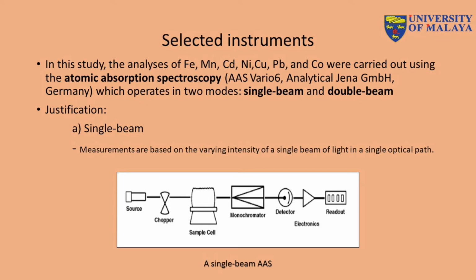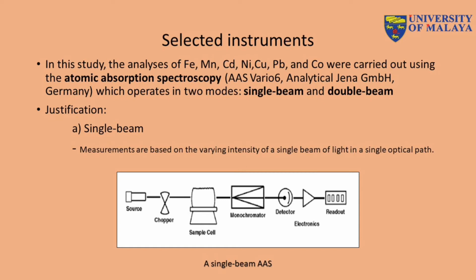Next, moving on to the third part, which is selected instrument with justification. In this study, the analysis of ferrum, manganese, cadmium, nickel, copper, lead and cobalt was carried out using atomic absorption spectroscopy AAS Vario 6 from Germany, which operates in 2 modes, a single beam and double beam. The diagram shows a single beam atomic absorption spectrometer.